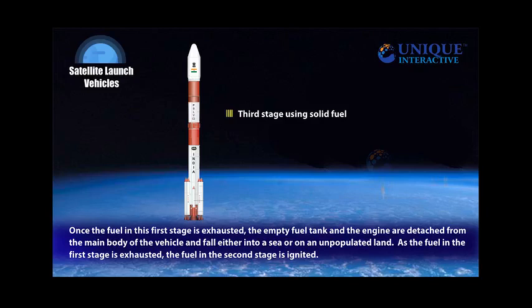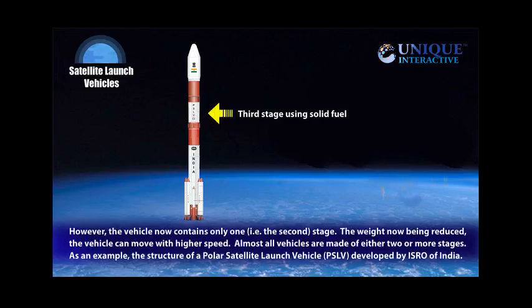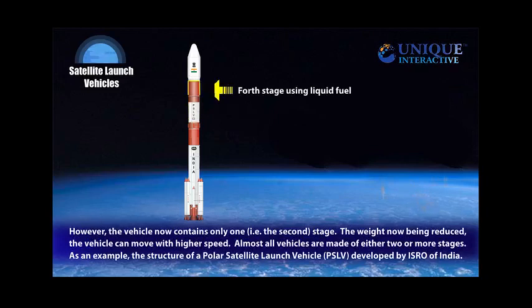As the fuel in the first stage is exhausted, the fuel in the second stage is ignited. However, the vehicle now contains only one stage, that is the second stage. The weight now being reduced, the vehicle can move with higher speed. Almost all vehicles are made of either two or more stages. As an example, the structure of a Polar Satellite Launch Vehicle, PSLV, developed by ISRO of India.